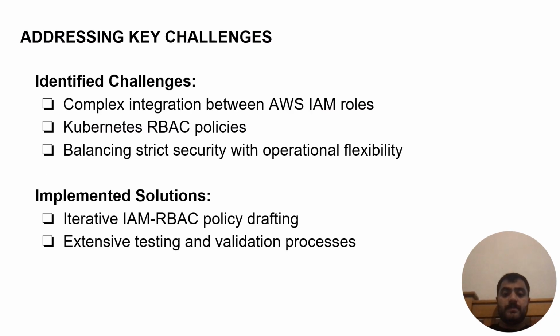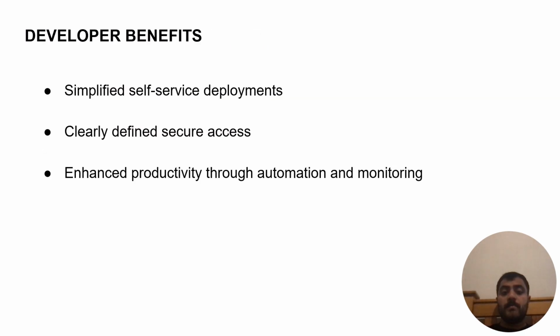Addressing key challenges. Identified challenges: complex integration between AWS IAM roles and Kubernetes RBAC policies, and balancing strict security with operational flexibility. Implemented solution: careful IAM and RBAC policy drafting, and extensive testing and validation processes. Developer benefits: simplified self-service deployment, clearly defined secure access, and enhanced productivity through automation and monitoring. Thank you.